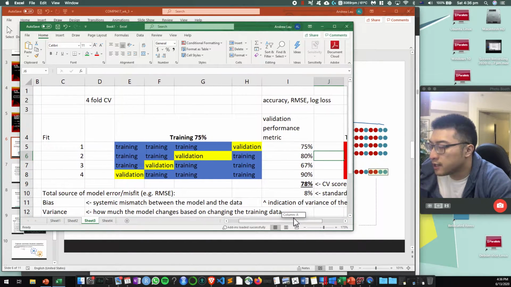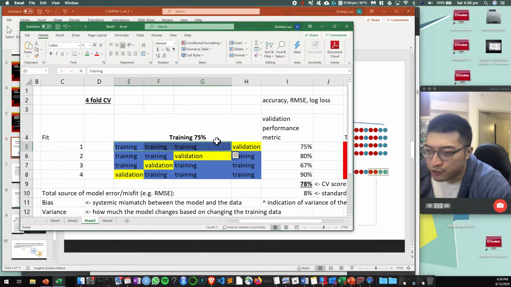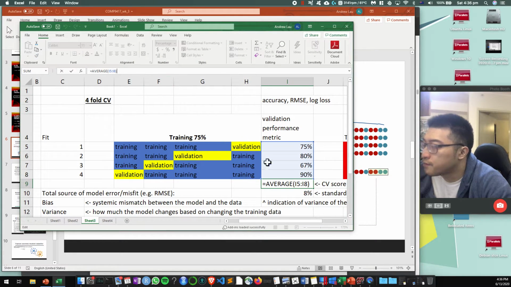So here, let's have an example. Let's call it 4-fold cross-validation. Here's my data set, and I fit it 4 times. First time, I fit it on the first 3/4 of the training data set, and then I calculate the cross-validation score here, 75%, and then I cycle across. Here we go. Your CV score is just the average of them.